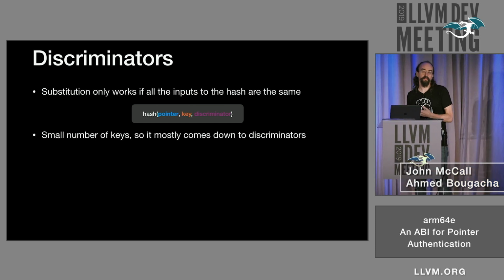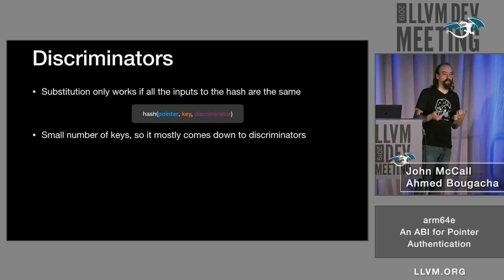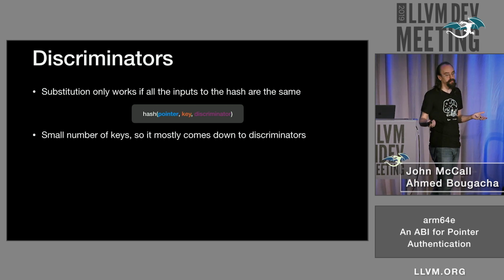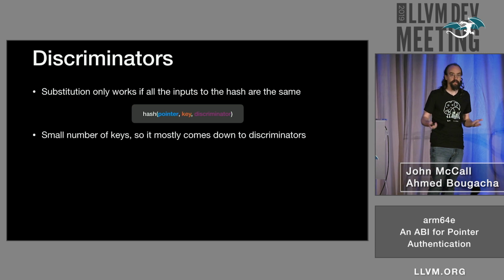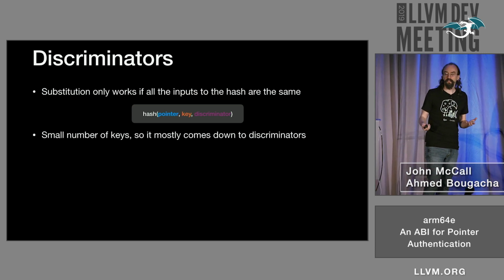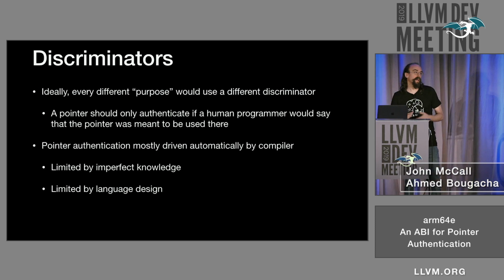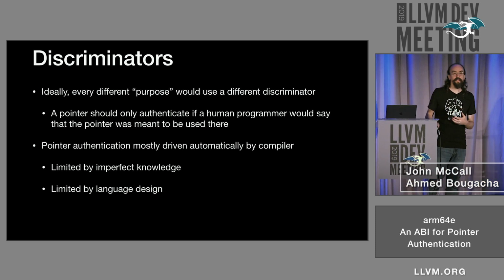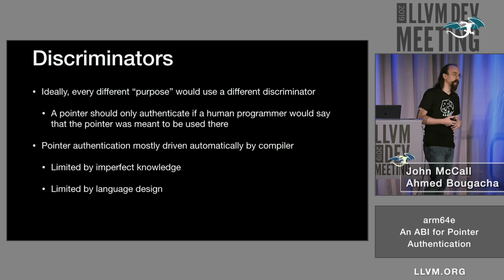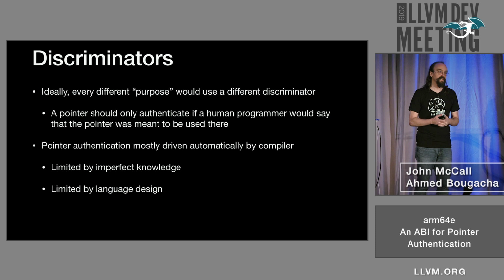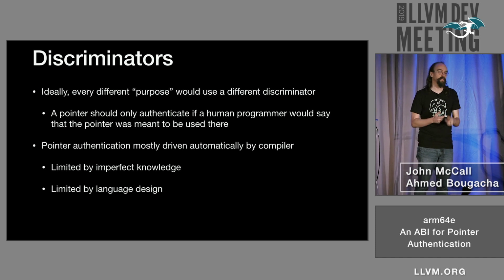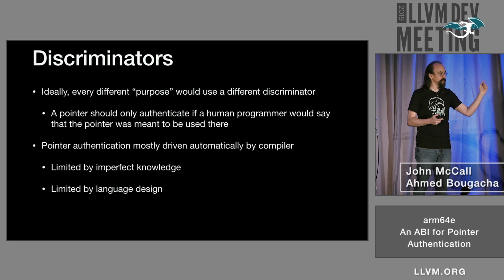And so substitution only works if the inputs to the hash besides the pointer are the same. So that's the key and the discriminator. There's only a small number of keys that the hardware is going to support at one time. So the main way that you get differentiation between different signed pointers is by using a different discriminator value. Ideally, every different reason that you might conceivably have for signing something would use a completely unique discriminator, such that you'd be able to confidently say that the only things in the entire address space that are signed the right way to pass this particular auth, which has to happen for this particular reason in the program, are things that some human would actually look at and say, oh yeah, that should totally be able to call that thing, right?